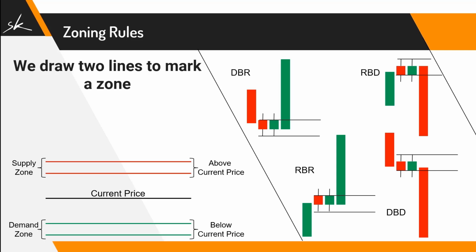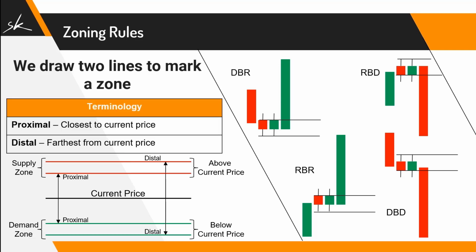For both demand and supply, the line which is nearest to current market price is called the proximal line, and the line which is away from the current market price is called the distal line. Terminology: proximal line, line closest to current market price; distal line, line farthest from current market price.